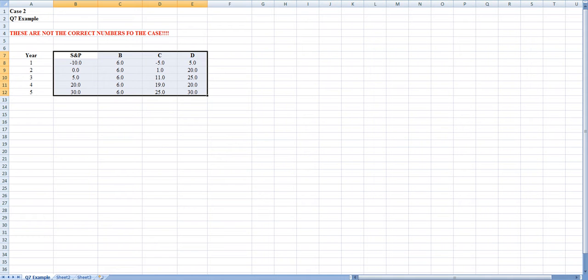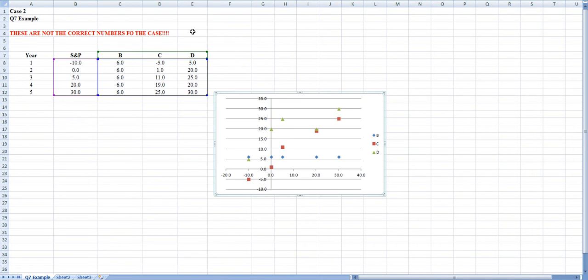Then click Insert, Scatter Graph, and just do the regular scatter graph. Don't do any of the line scatter graphs, just the markers only. And there you have your scatter graph. So these are the plots of the points that are plotted based on this data.